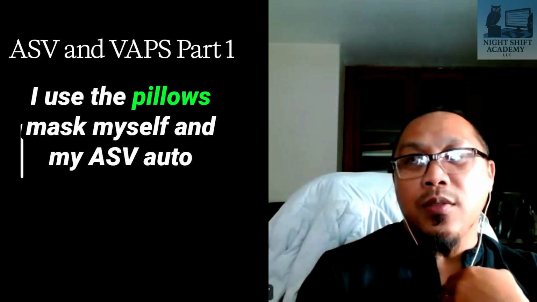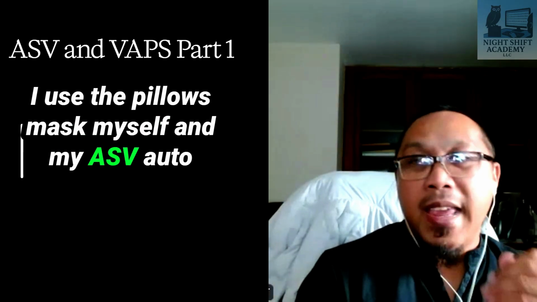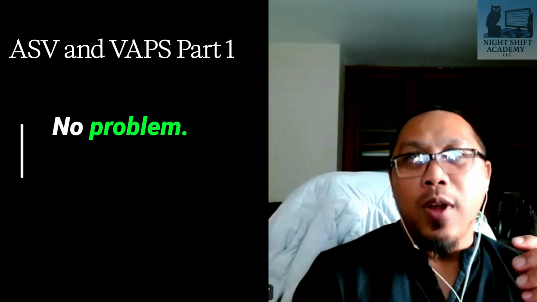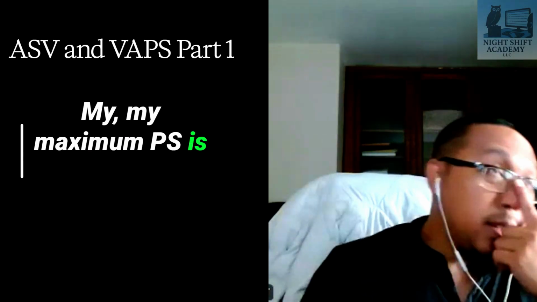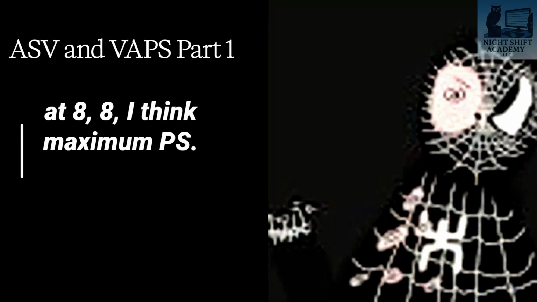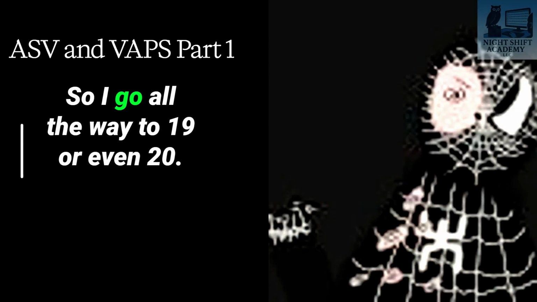I use the pillows mask myself and my ASV auto goes all the way up to 19 centimeters of water pressure. No problem. No leak. Yeah, 19. My maximum pressure support is at 8, I think, maximum pressure support. So I go all the way to 19 or even 20.